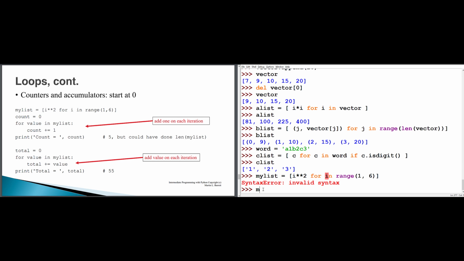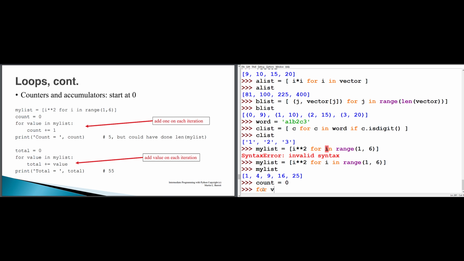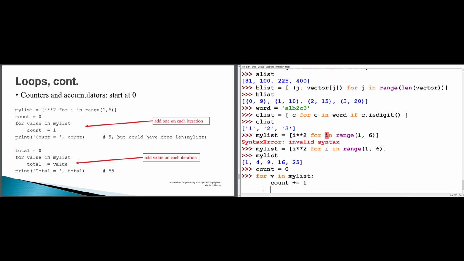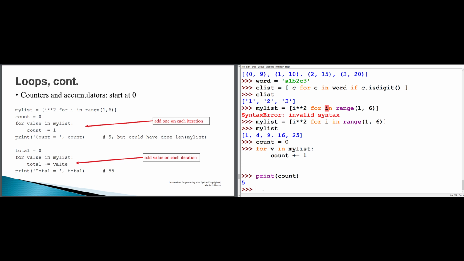What did I forget? I forgot to give my variable name. Let me patch that up. For i in range. So here's my list. And now if I want to know how many items there are in my list, I can set a count equal to 0, and for v in my list, for each value in my list, just increase the count by 1. Then when we print the count, we see that there are 5 items in the list.